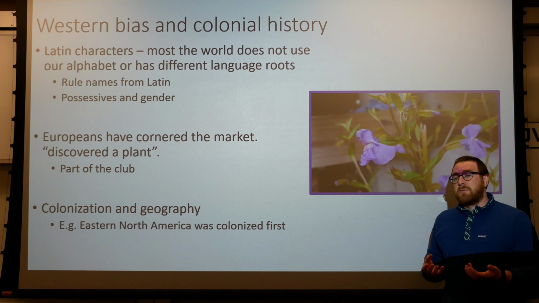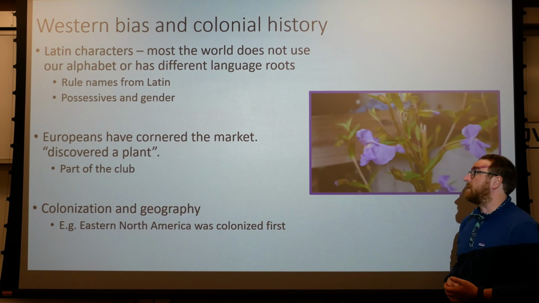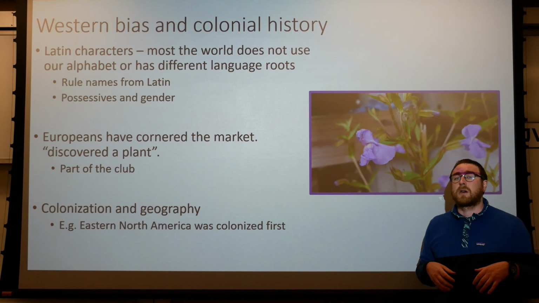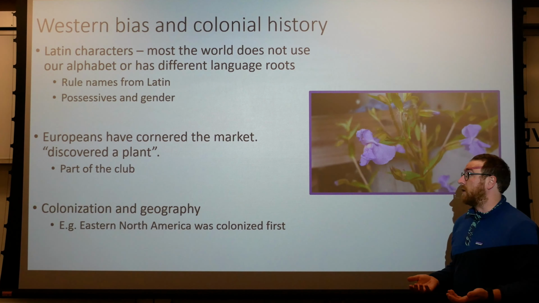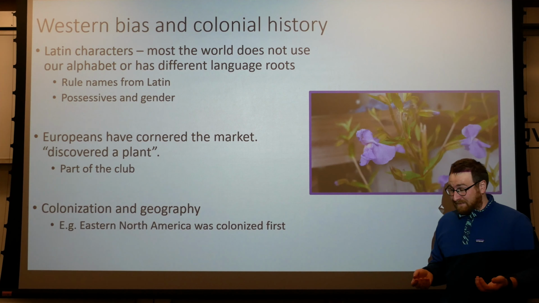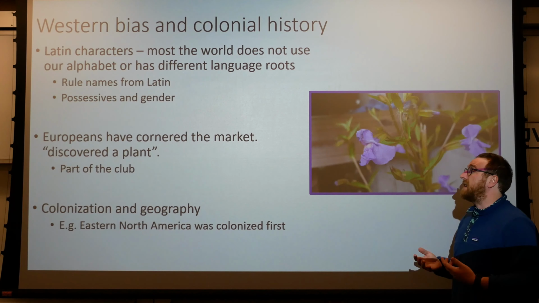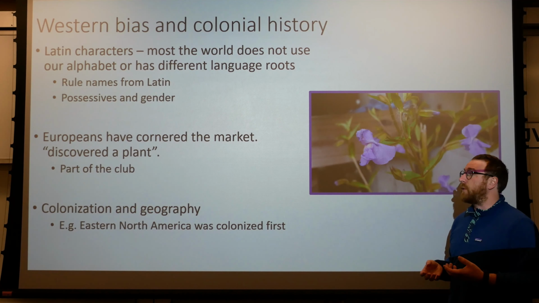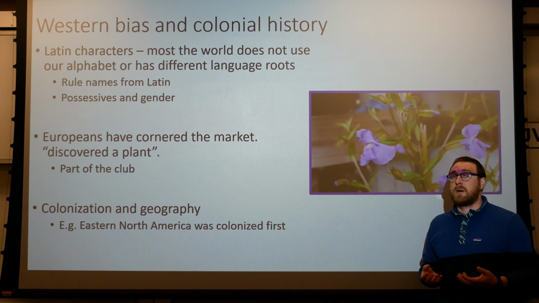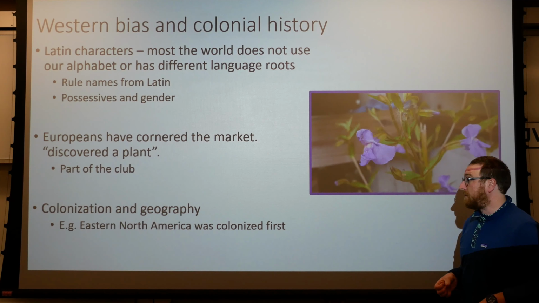One thing that is important to remember about our nomenclature for naming any organism is that it has a lot of Western bias, and it really reflects the colonial history of our Earth. Latin characters use a Latin alphabet, and this alphabet isn't universal throughout the globe. A lot of times when we're naming, we have to depend on rules from Latin, using possessives and gender in them. That might be very foreign for a lot of different languages.